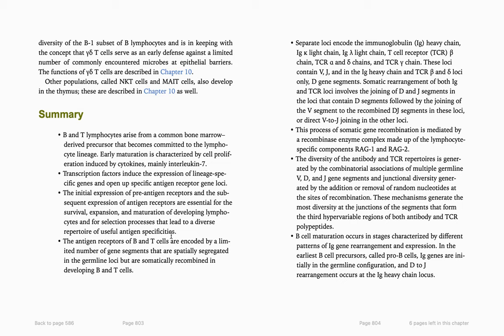The antigen receptors of B and T cells are encoded by a limited number of gene segments that are partially segregated in germline loci but somatically recombined in developing B cells and T cells. Separate loci encode the immunoglobulin IG heavy chain, IG kappa and IG lambda light chains, T cell receptor beta, T cell receptor alpha and delta chains, and T cell receptor gamma chain. These loci contain V, J, and in IG heavy chain, T cell receptor beta and delta loci, also D gene segments.